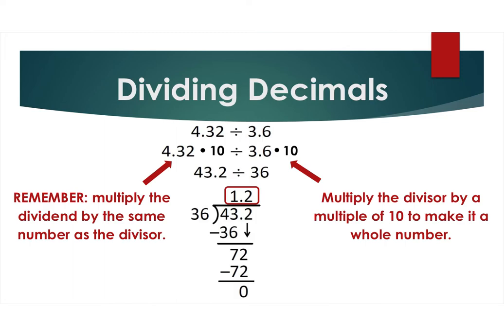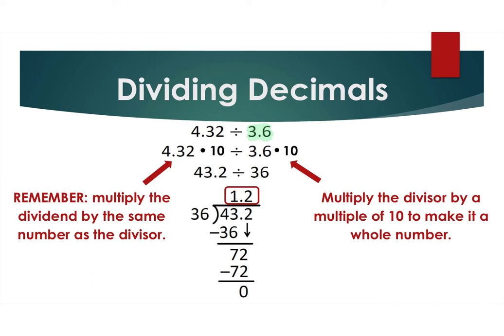Dividing with decimals. So I have 4.32 divided by 3.6. I'm going to take the number that we are dividing by, the divisor, and I need to make that a whole number. So since it only has one decimal point, I'm going to multiply it by 10 to make it a whole number.